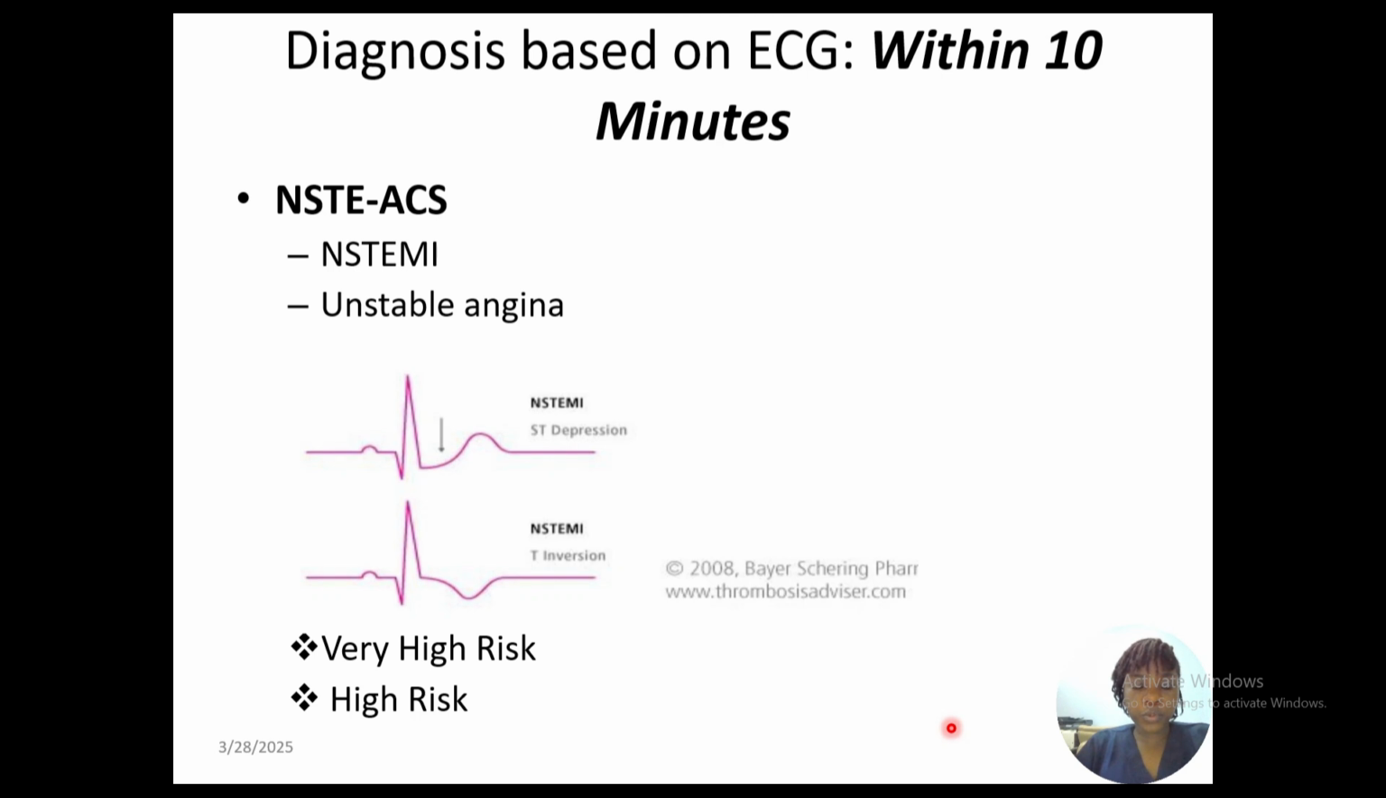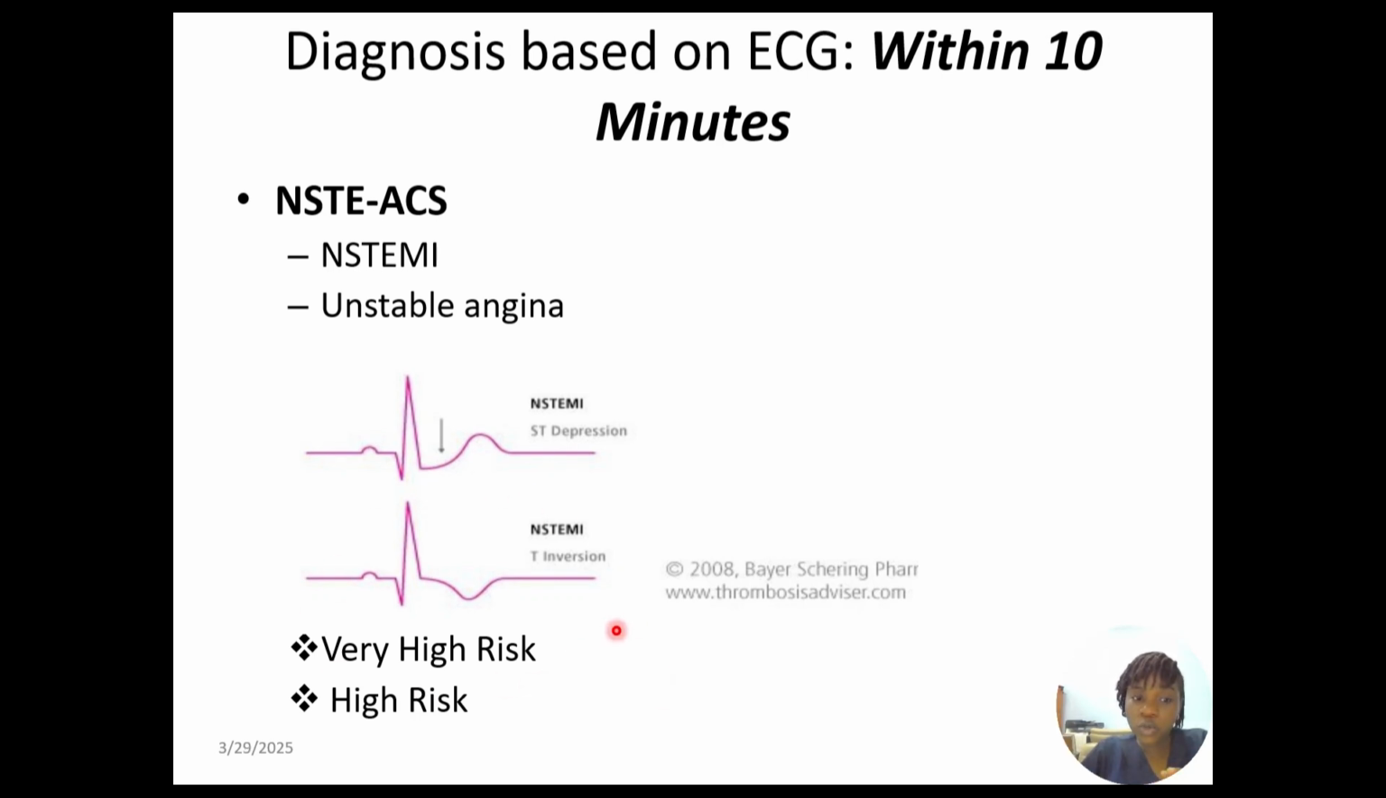For the other group that is also diagnosed based on ECG within the first 10 minutes, it includes the non-ST elevation acute coronary syndrome. Now, for this group of patients, you will see other ST changes that are not ST elevation, and they include ST depression, as shown here, and T wave inversion, and this should be seen in at least two contiguous leads. Furthermore, these patients are categorized as having either very high risk or high risk.